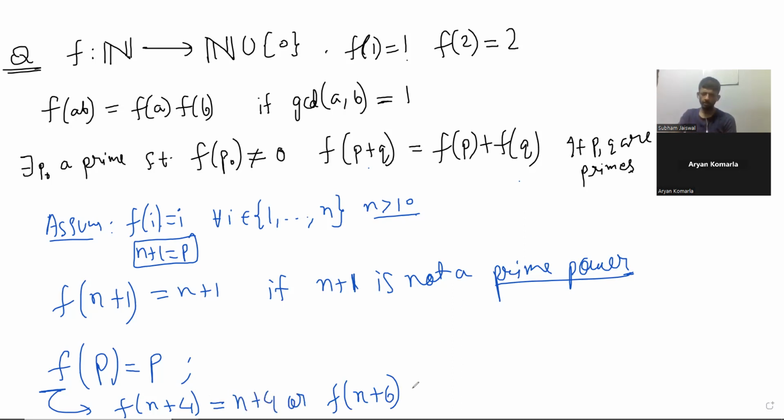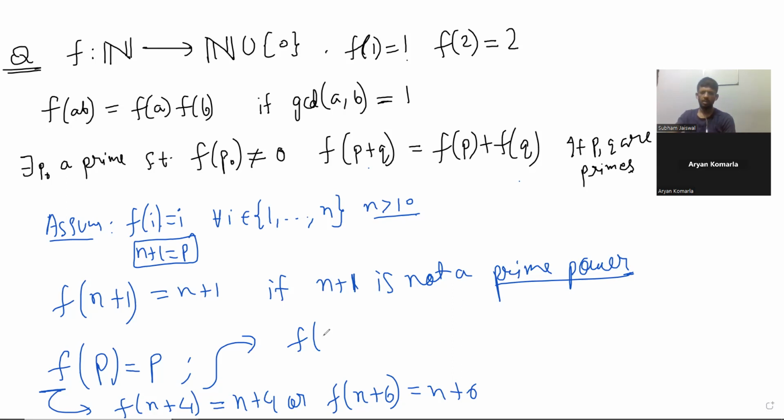And what happens is n plus 1 is prime, and n plus 3 is prime. So n plus 1 plus 3. So we can use this f of p plus q. So we get f of n plus 1 is n plus 1. So n plus 4, f of n plus 4 is n plus 4. But then, what do you do?